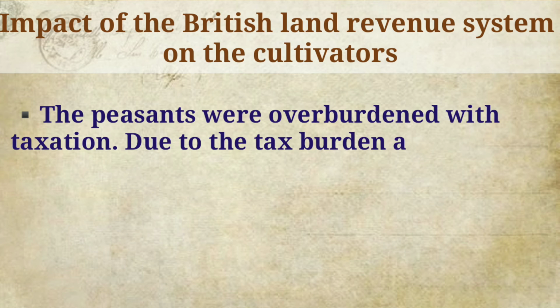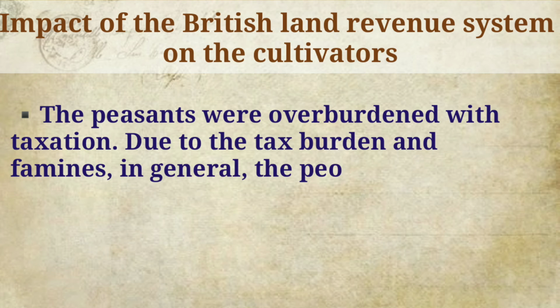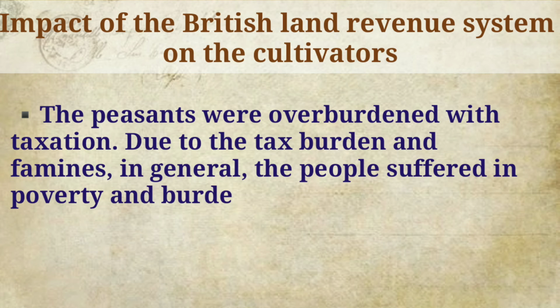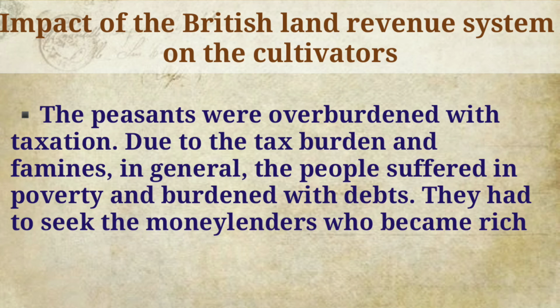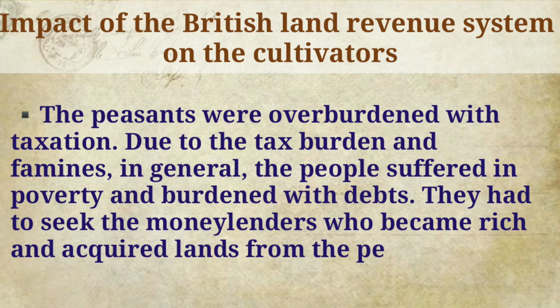Due to the tax burden and famines, in general, the people suffered in poverty and were burdened with debts. They had to seek the moneylenders who became rich and acquired lands from the peasants. So, children, since the peasants were heavily burdened with taxes, they had to seek the help of moneylenders. So, they borrowed money from the moneylenders, and if they were not able to repay them, their land was acquired by the moneylenders. So, this led to poverty and famine.